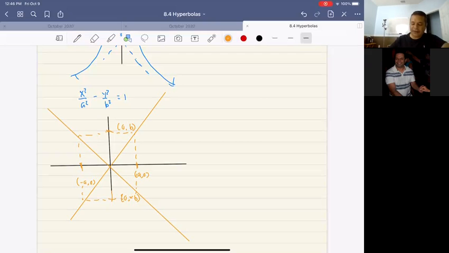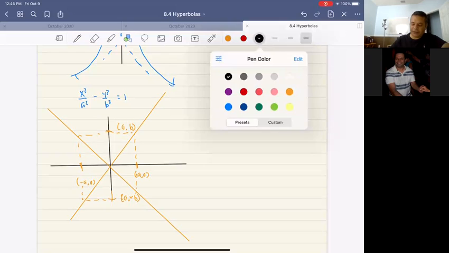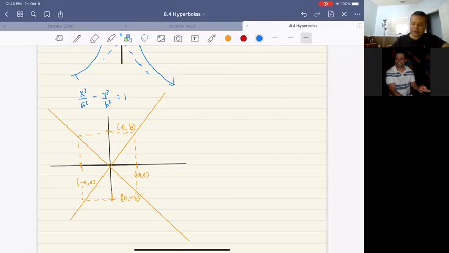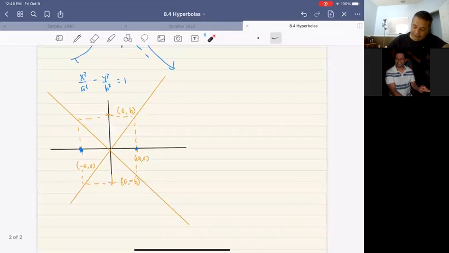Okay, and then we're going to do exactly what we did for that first example. We're going to say, if y equals 0, then I get x equals plus or minus a. But if x equals 0, I get something that doesn't make sense, at least within the real numbers. So my hyperbola is going to look like so.